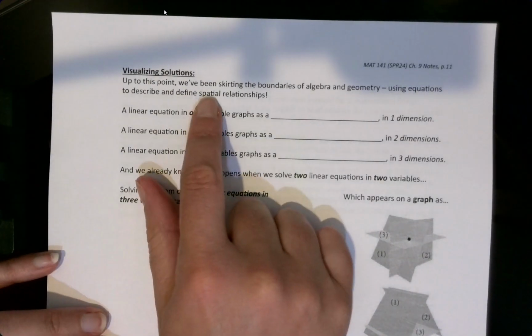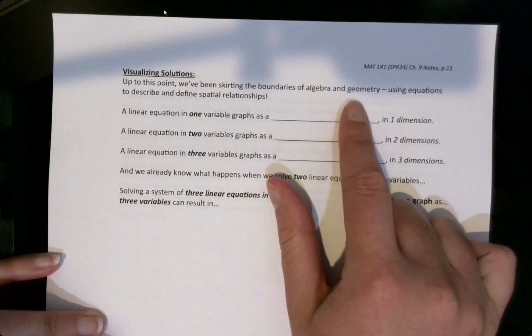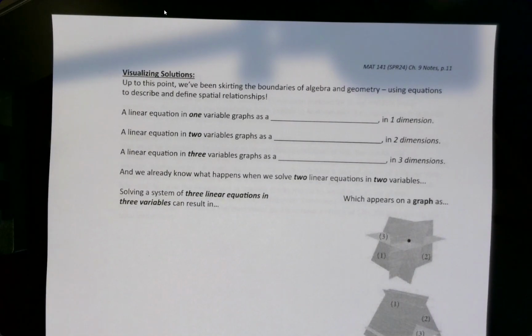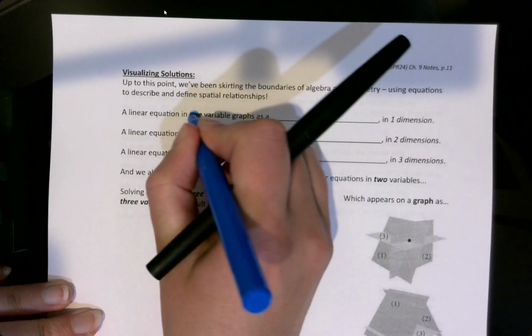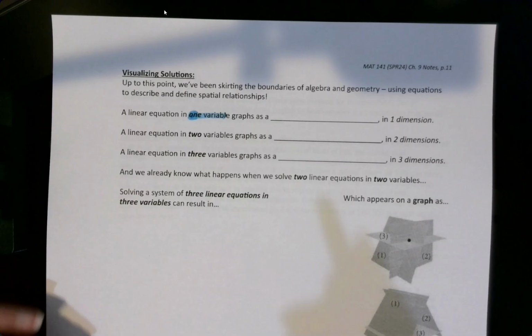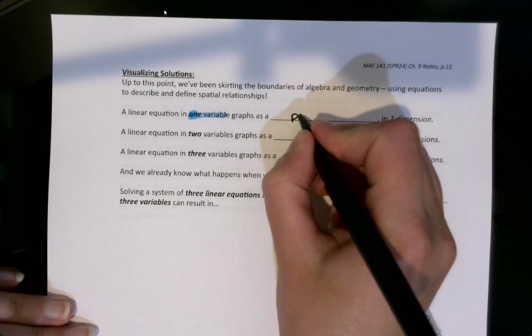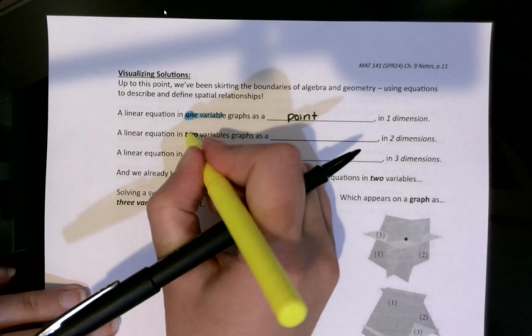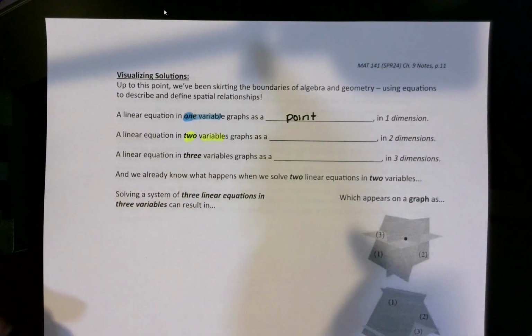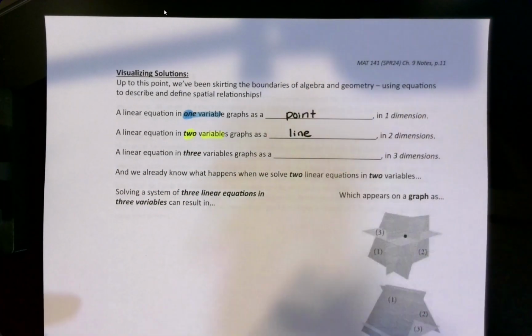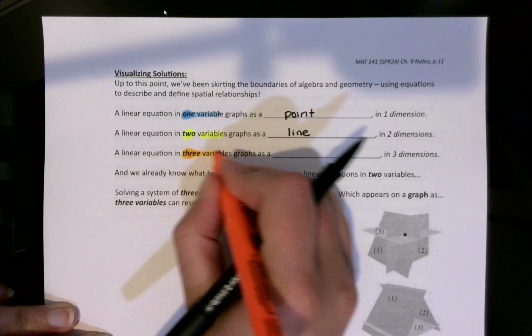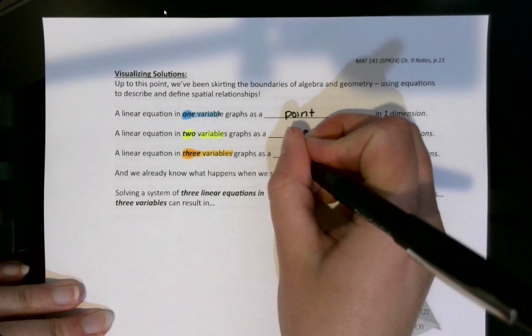Up to this point, we have been skirting the boundaries of algebra and geometry, using equations to describe some of our spatial relationships. As we noted on the first page, an equation in one variable graphs as a point in one dimension. An equation in two variables graphs as a line in 2 dimensions, and an equation in 3 variables graphs as a plane in 3 dimensions.